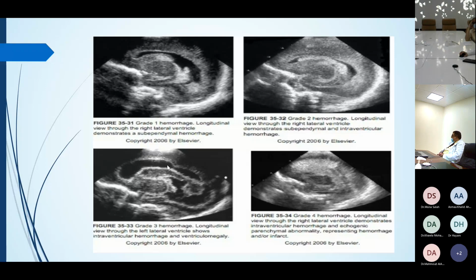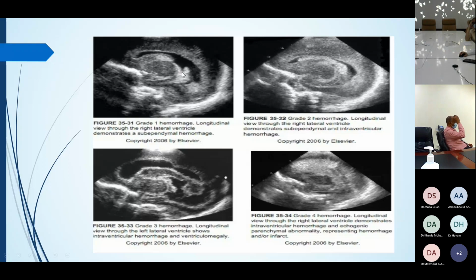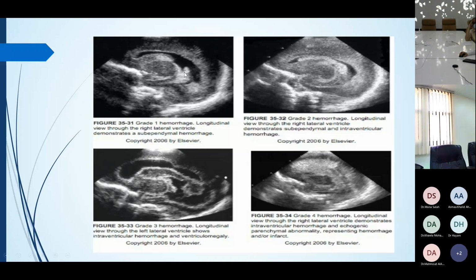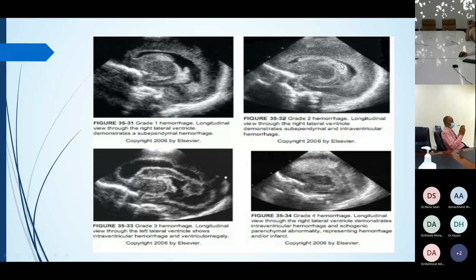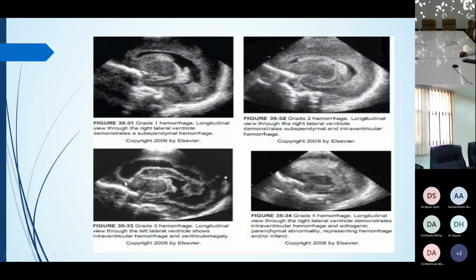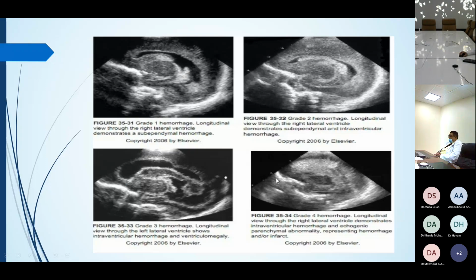Here, their ultrasonographic staging, same: grade 1 only here in the ventricular base. Grade 2, the hemorrhage is occupying less than 50% of the ventricles. Grade 3, it will be associated with ventricular dilatation, and grade 4, it will have leukomalacia and change in the parenchyma.